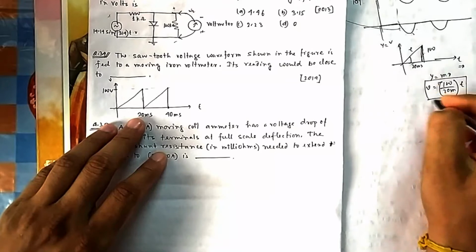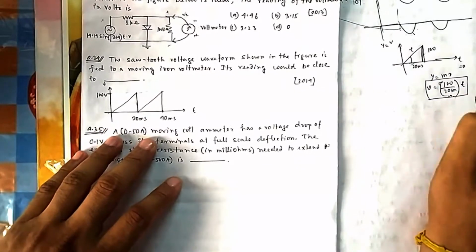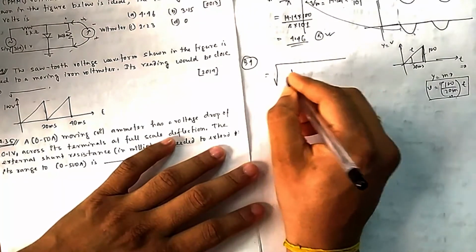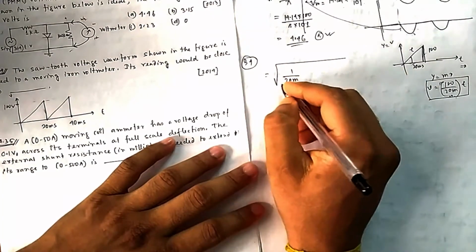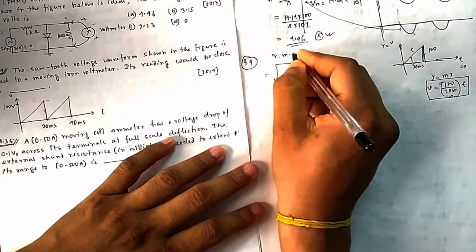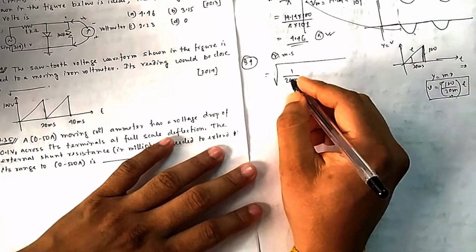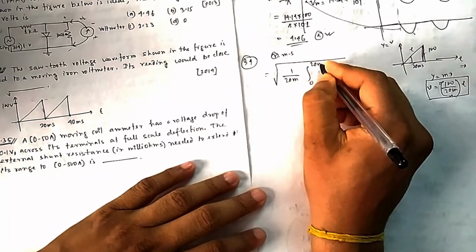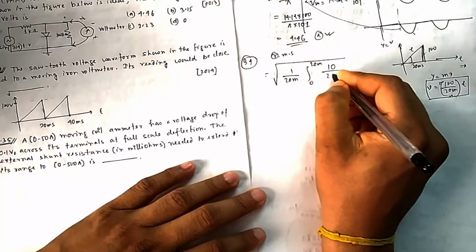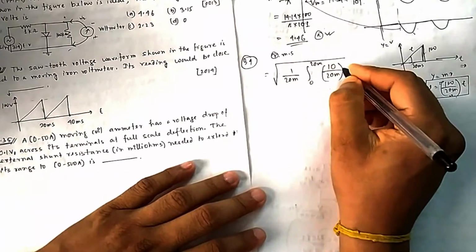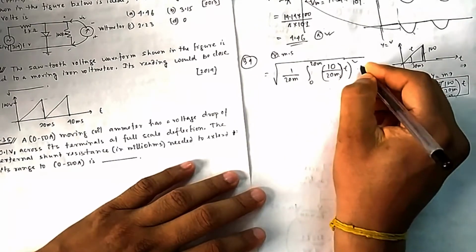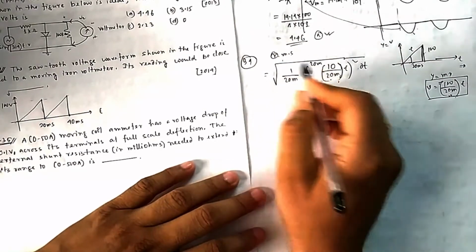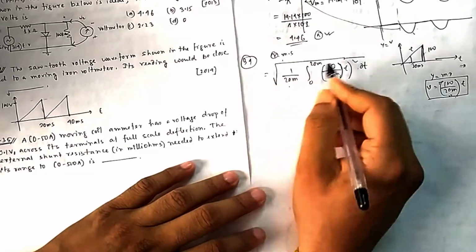So this is the waveform that I have to integrate, squaring it first. RMS value means root, mean, square: root, then mean means divide, and sum means integration. So it is integration from 0 to 20 milli of 100 by 20 milli into T, whole square, dt. So square, then average, sum divided by total, then root.